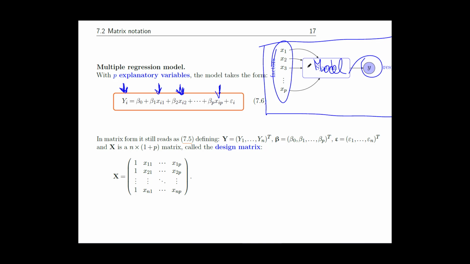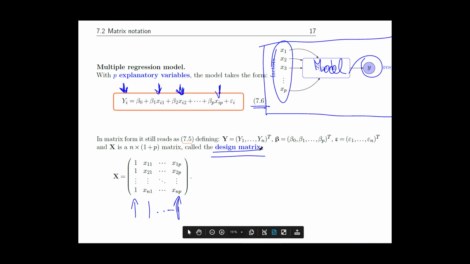Okay, so this model 7.6 with a lot more variables can be expressed in the same way as 7.5 before, just by defining the same for these three vectors, but X now is going to be a much larger matrix, which would have the column for the beta naught and then one for each of the factors. And we call this the design matrix.